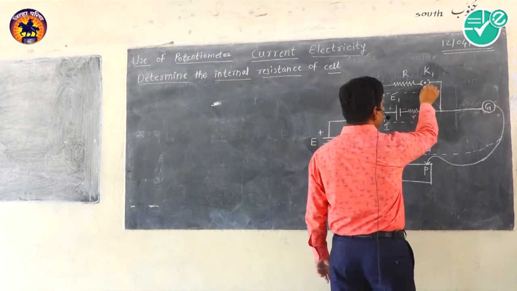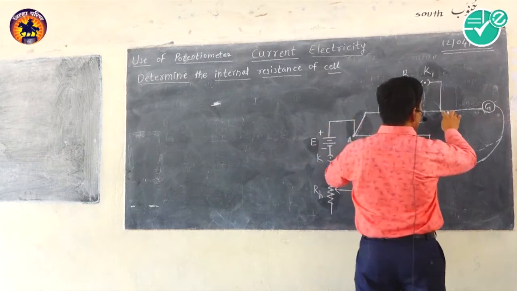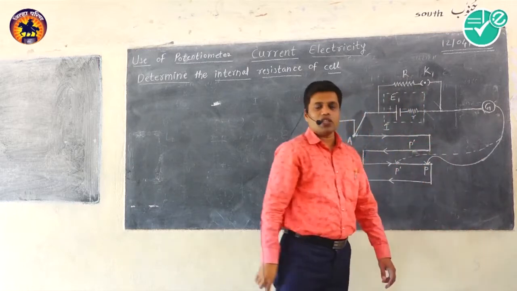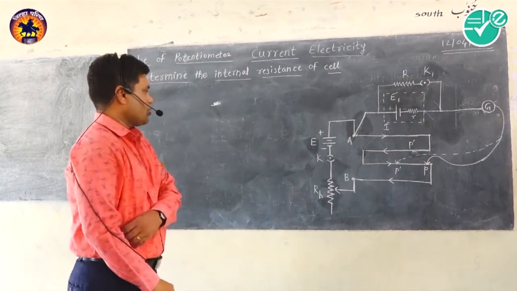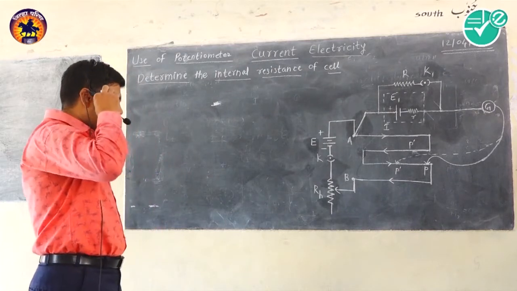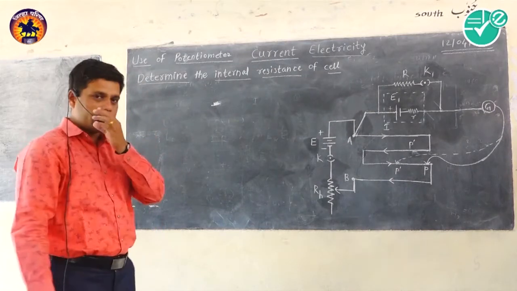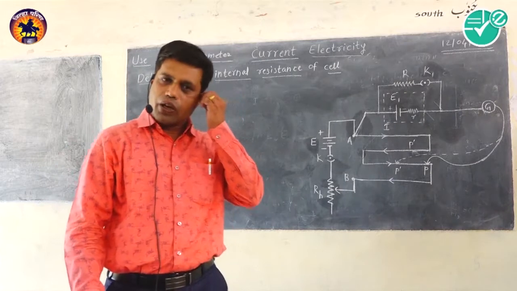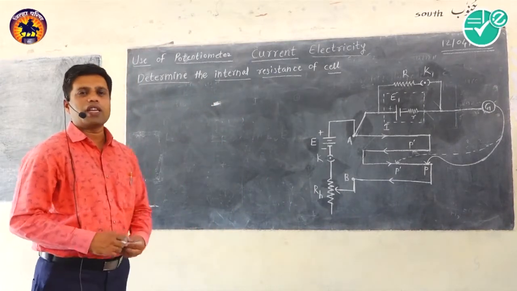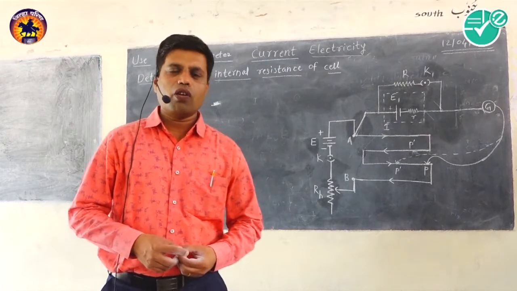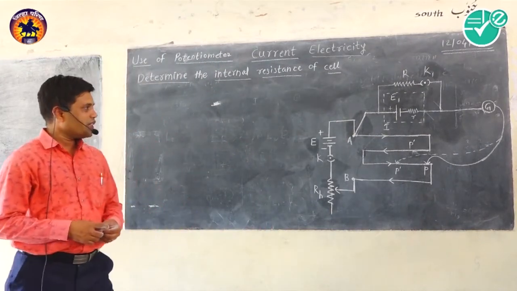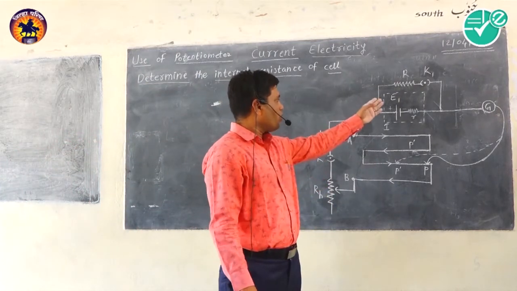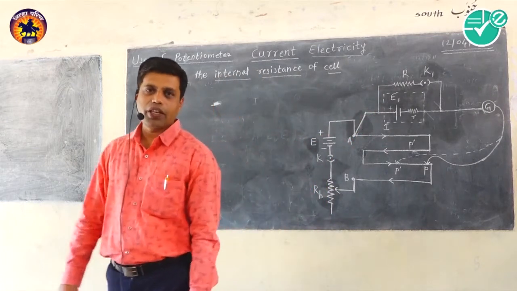Here is key K1. This parallel arrangement is connected to the jockey via galvanometer G. This is the very short description of the circuit arrangement to determine the internal resistance of a cell using a potentiometer. Now I will move towards the working of this circuit. The working is very simple, as we have already discussed the working of the potentiometer as the sum and difference method. Similar working is here, only instead of using a 4-way key, we have used a single one-way key, that is K1.